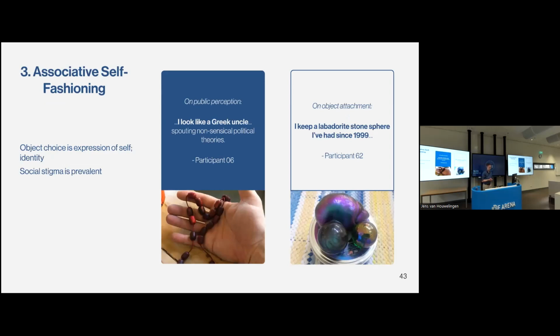This was really fascinating to me, which was how important the choice of what you fidget with is in your self-identity and in your expression of self in a public setting. So people were afraid they would look like a nonsensical, senile Greek uncle if they used these Greek worry beads. And then people have also held on to stuff since the 90s, since 20 years before this data set was collected. And in some way that becomes part of them and has a really close, tight meaning to them. So we need to be careful of that or cognizant of that as we move forward.